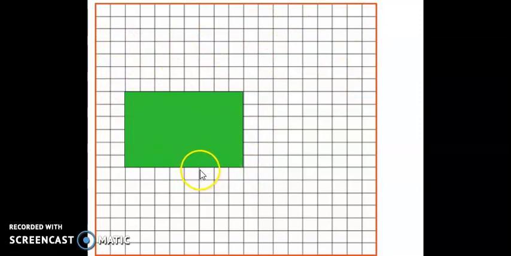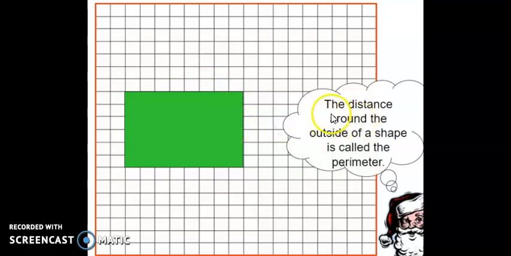for perimeter, we need to find the distance a shape covered. For example, this is my shape. This is a rectangular shape, rectangle. So my perimeter, how can I find it? To find the distance around the outside of the shape. So perimeter is basically called the distance around the shape.